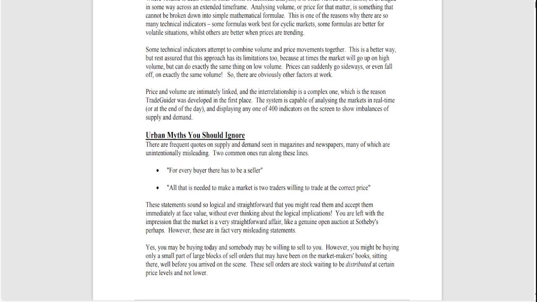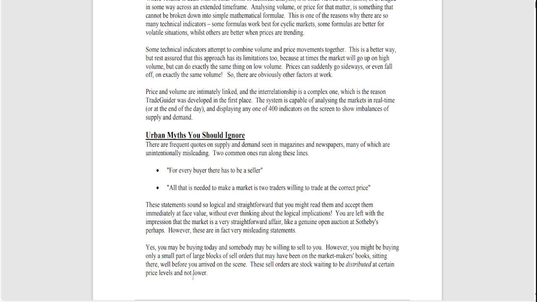You may be buying today or somebody may be selling to you. However, you might be buying only a small part of a large block of sell orders, and that may have been sitting in the market maker's books well before you arrived on the scene. These sell orders are stock waiting to be distributed at certain price levels and not lower.